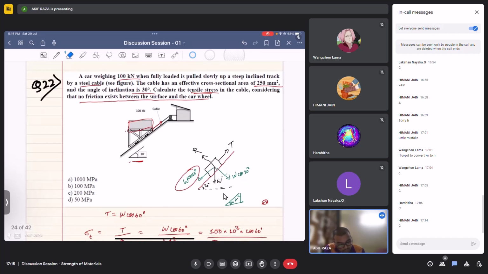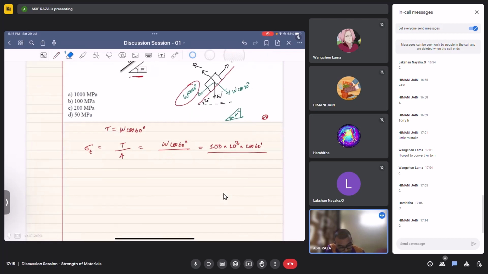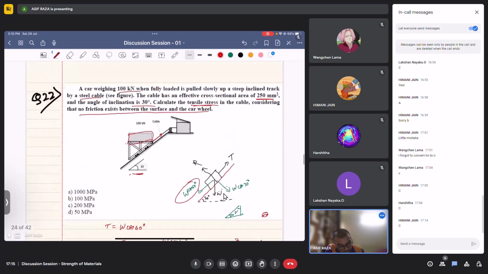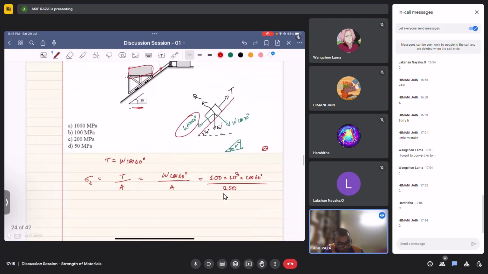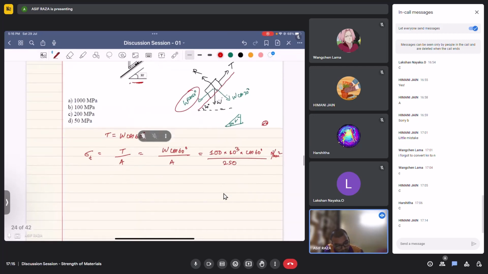Okay, so we are already given the area of the cross section as 250 mm square. So we don't need to do this thing. Area is 250 mm square, right? So Newton per mm square is what we are having. The answer would be, I'll just write it like this, then 100 to 50 cos 60 is 1 by 2 Newton per mm square.